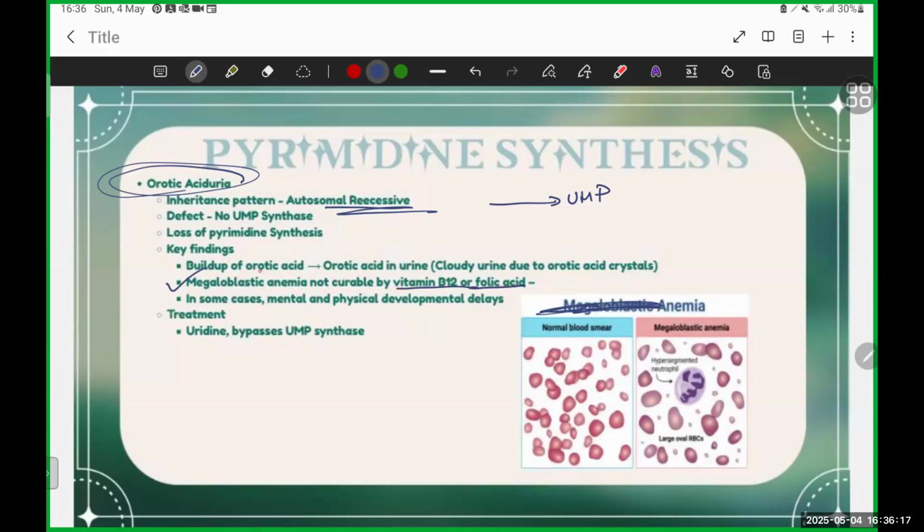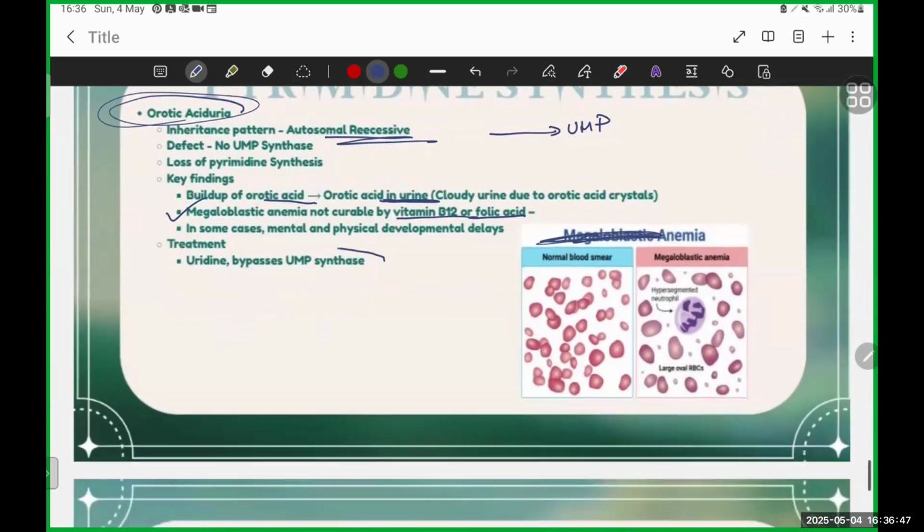You have a buildup of orotic acid in the urine, so you have orotic crystals that form, and you have cloudy urine. And in some patients you have mental and physical developmental delays, because you don't have the pyrimidine formed. If you don't have pyrimidine formed, your DNA is basically not forming at all, and then you have mental and physical developmental delays, right? That's why the treatment is uridine.